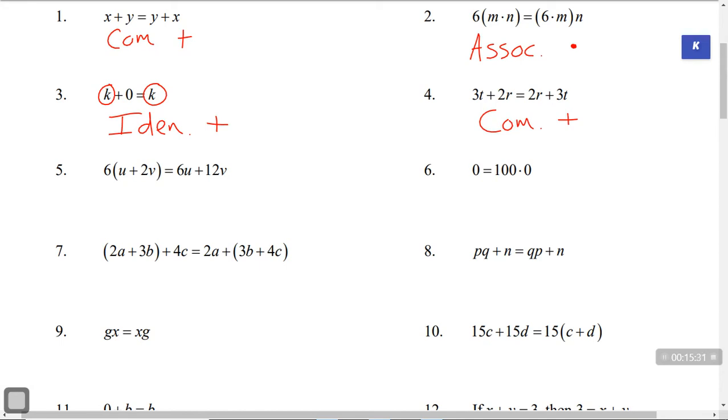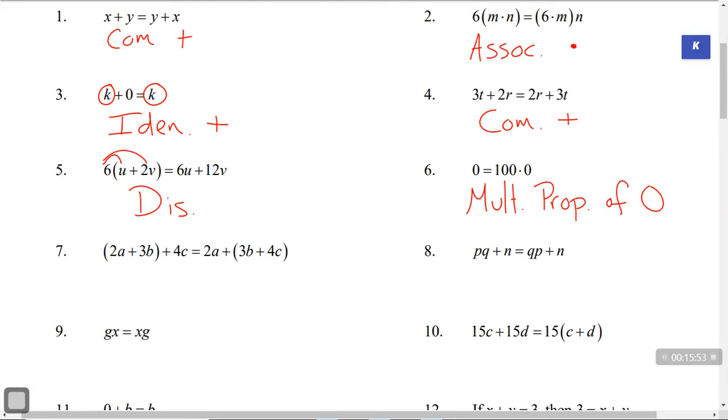Let's look at the next one. 6 was outside the parentheses, and then all of a sudden we multiplied 6 inside the parentheses. That is the distributive property. Here we've got 100 times 0 is 0. That is the multiplicative property of 0. Big word there, big title. All right, anything times 0 is 0.